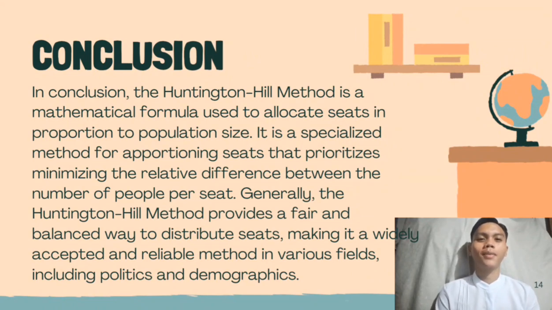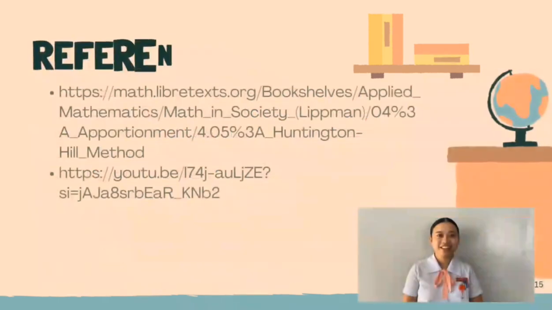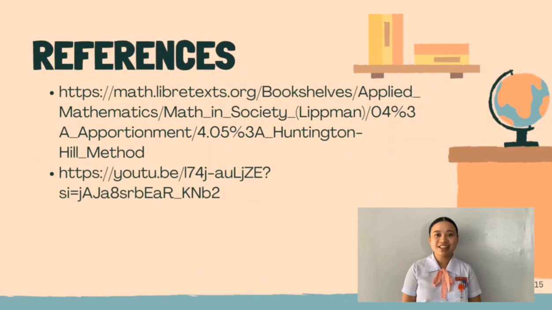To sum all this up, let's be reminded that the Huntington-Hill method is a mathematical formula used to allocate seats in proportion to population size. It is a specialized method for apportioning that prioritizes minimizing the relative difference between the number of people per seat. And in general, the Huntington-Hill method provides a fair and balanced way to distribute seats, making it a reliable method in various fields, including politics and demographics. So this is our references.